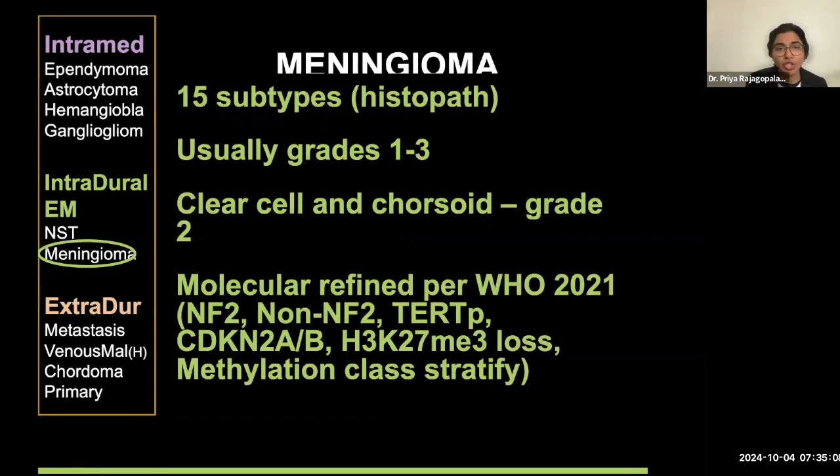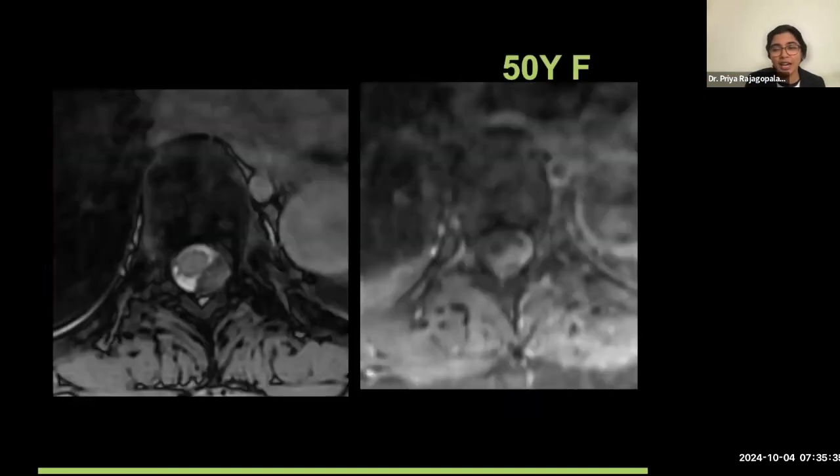So histopathologically, there are about 15 subtypes, but usually WHO grading gives grades 1 through 3. The clear cell and the chordoid types are going to be grade 2, and it's all molecularly refined now with molecular typing according to WHO classification. So you're looking for all these types of molecular typing to stratify these meningiomas. Unlike the previous histopathological types, this is more popularly used these days because of the molecular typing of meningiomas. And it's used for grading the meningiomas as well in lower grades versus higher grades.